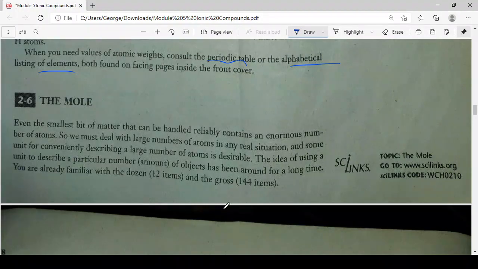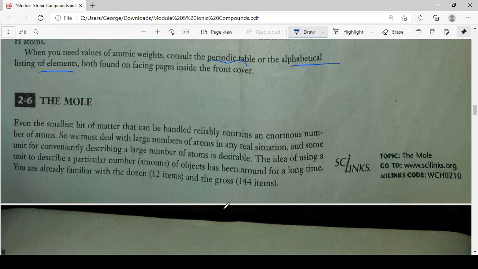So, next we have the mole. The mole, kids. Even the smallest bit of matter that can be handled reliably contains an enormous number of atoms. So we must deal with a large number of atoms in any real situation, and some unit for conveniently describing a large number of atoms is desirable. So it's ang ginagamit natin to describe a large number of atoms.